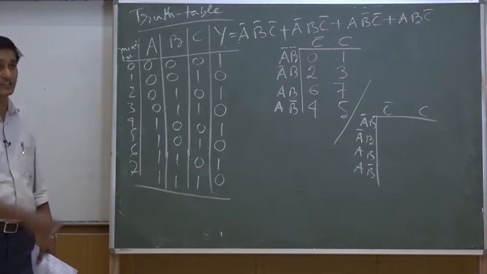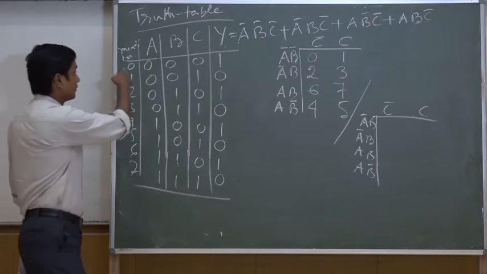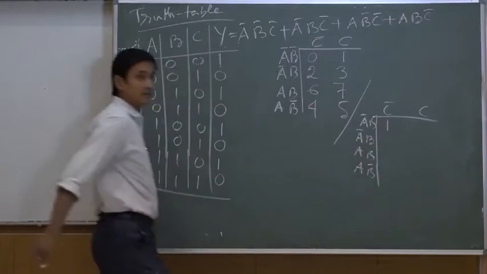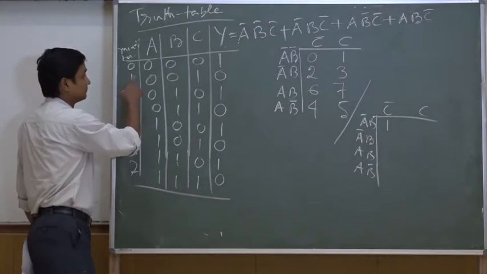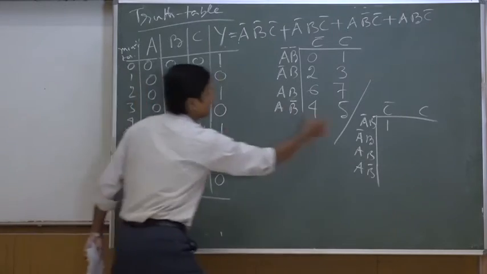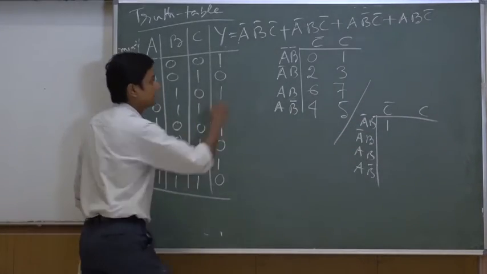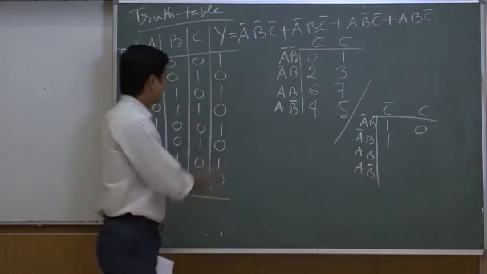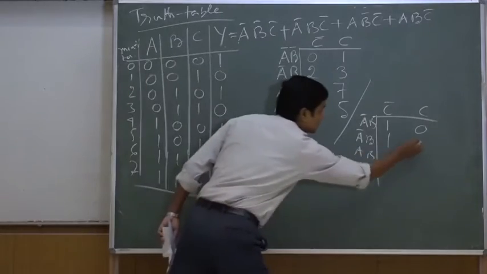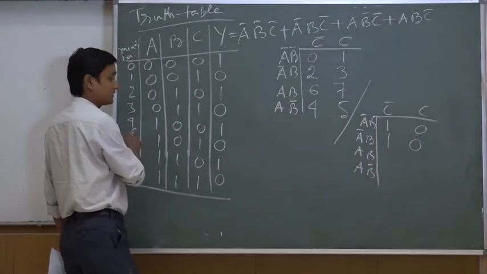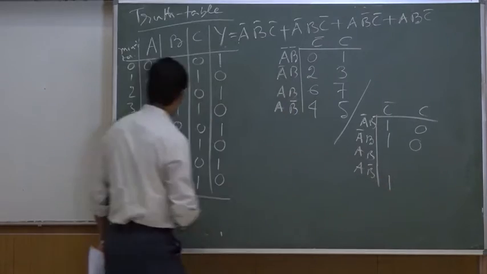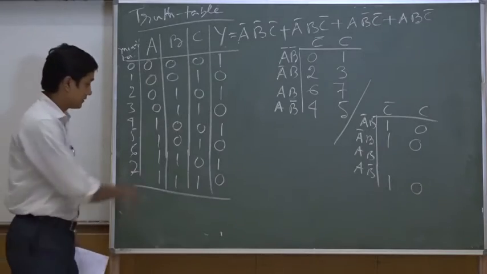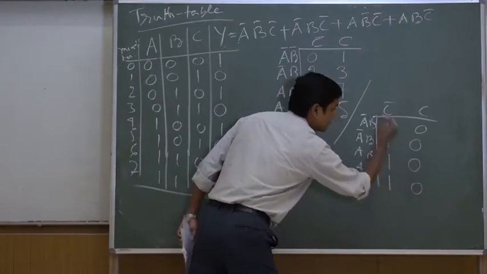Now, what is to be put at 0, what is to be put at 1 there? Position 0 is 1, so put 1. Position 1 is 0. Then position 2 is 1, position 3 is 0, position 4 is 1, position 5 is 0, then position 6 is 1, and this is 0.